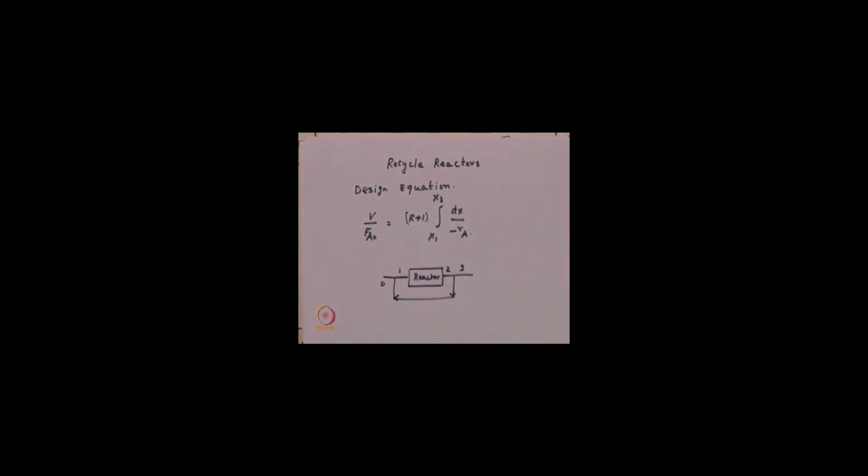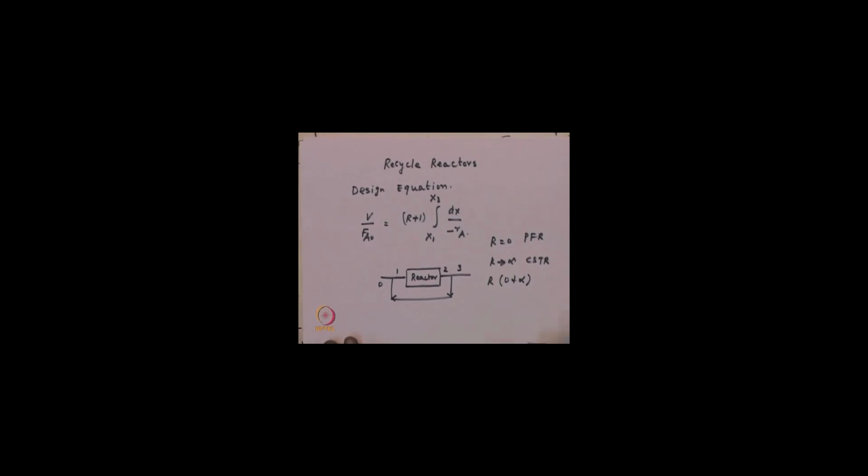While doing this, we also said that when the value of R is 0, then we get a PFR, or plug flow reactor. When R tends to infinity, which is very large, we get a CSTR. And therefore, with R between 0 and infinity, you are able to approximate various types of devices which lie between a PFR and a CSTR.